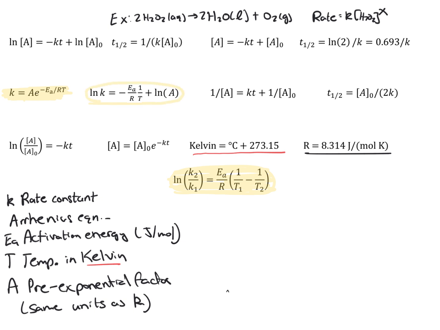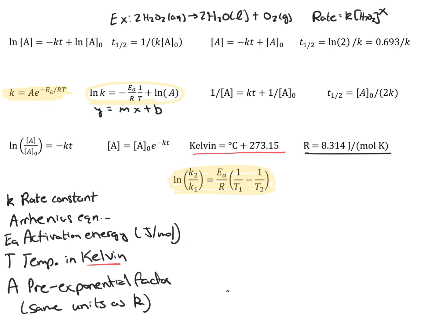This is the one that we're going to use to make the linear plot, because this thing looks like the equation of a line. So if I make a line that has y equal to mx plus b, if I plot 1 over T on the x-axis and ln of k on the y-axis, I'll get a line that has a slope of negative E over R and a y-intercept of ln of A. So this is what we want to plot to determine the activation energy from a plot.